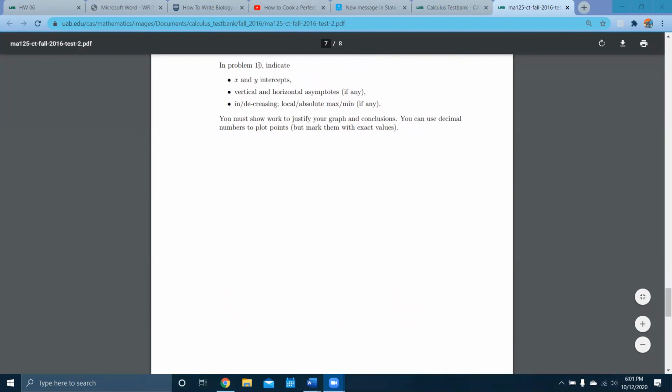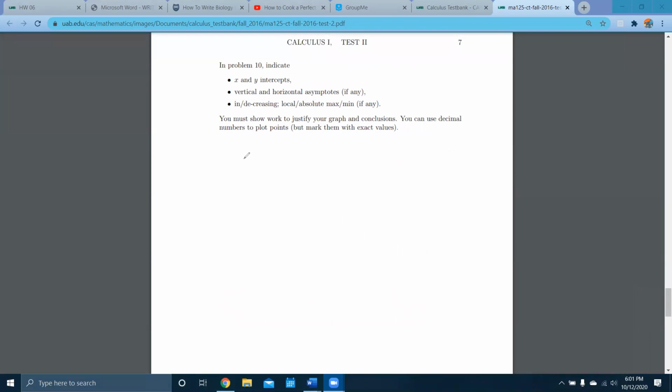So in problem 10, indicate the x and y intercepts, vertical, horizontal asymptotes, increasing, decreasing, local, absolute, max, min, and all that jazz. So let's begin. All right, so number 1, I'm gonna go 1, 2, 3. Number 1, x and y intercepts. So we have f of x is equal to x squared minus 4 over x squared minus 1.